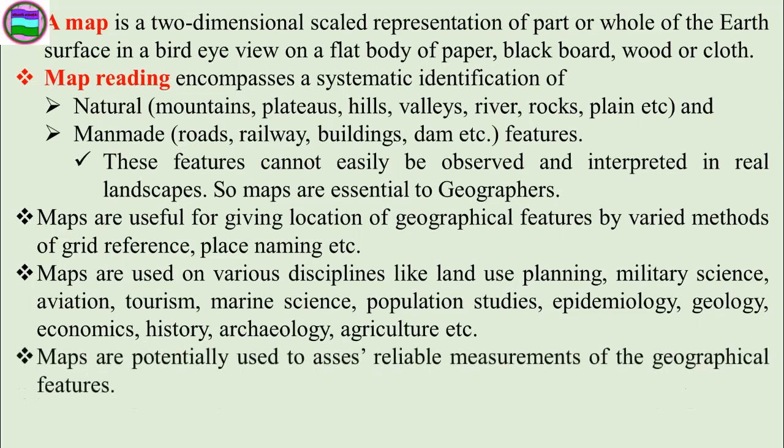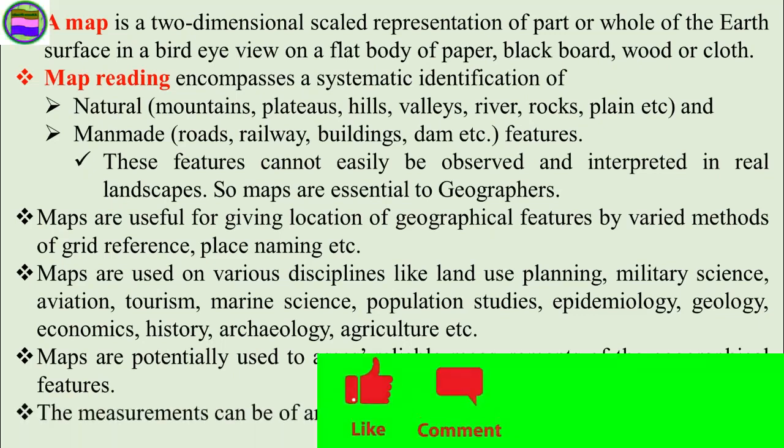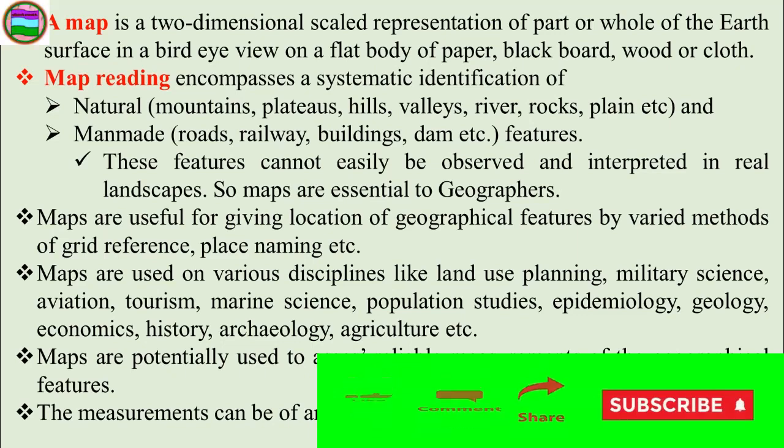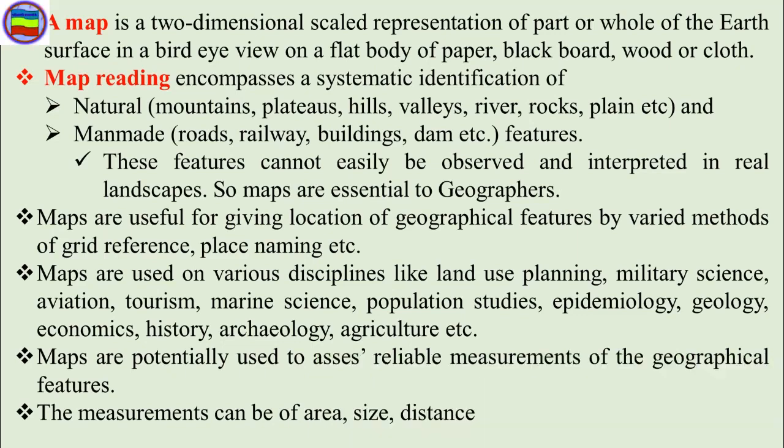Maps are potentially used to obtain reliable measurements of geographical features, so that we can measure reliable, accurate information. These measurements can be area, size, and distance. Once we have a map, we can calculate the area on the map, and that tells us the area on the ground. We can also identify the distance between two places on the map, and that tells us the distance between those places in reality, and also the direction or position.